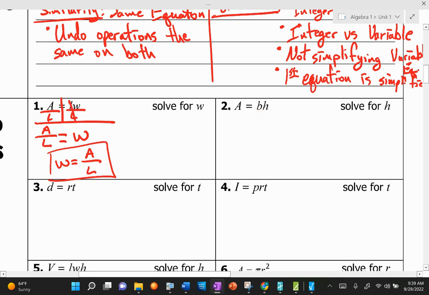So still solve for h. What's it going to be? Go for it and do it yourself. 30 seconds.